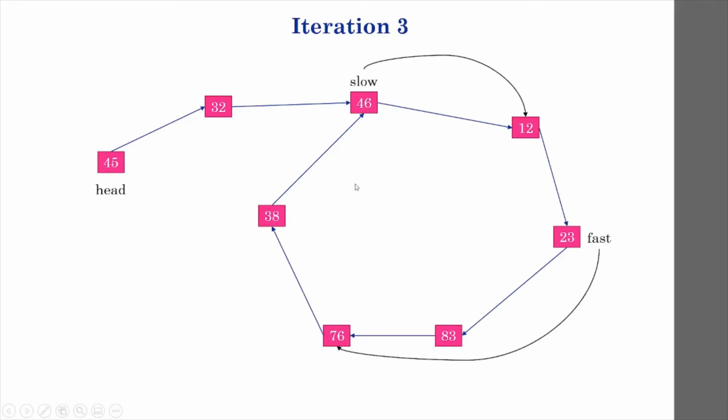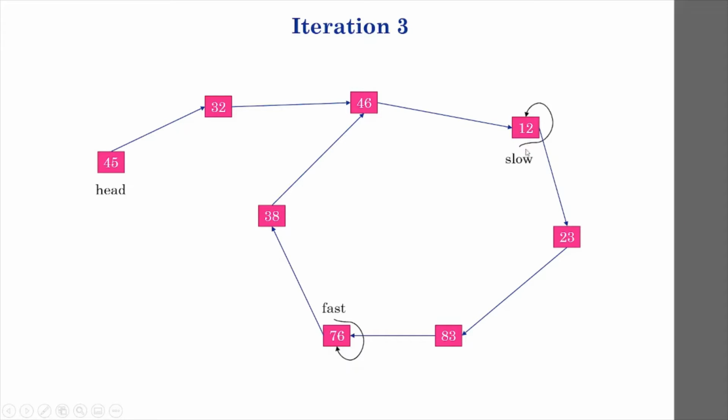For iteration 3, the fast pointer is again incremented by two values and the slow pointer by one value. So the slow is now pointing to 12 and fast is pointing to 76. For iteration 4, the fast pointer is incremented by two values and the slow pointer by one value. So the fast pointer is now pointing to 46 and the slow pointer is pointing to 23. For iteration 5 again, the fast pointer is incremented by two values and the slow pointer by one value. So here we can see that fast is now pointing to 23 and slow is pointing to 83.